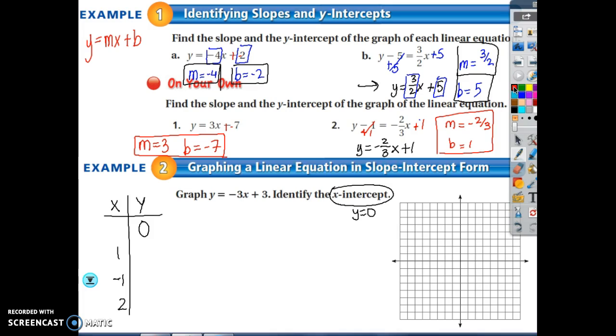So now to complete the chart, I'm going to go ahead and let y equal 0 and determine what the x value is that corresponds with that.